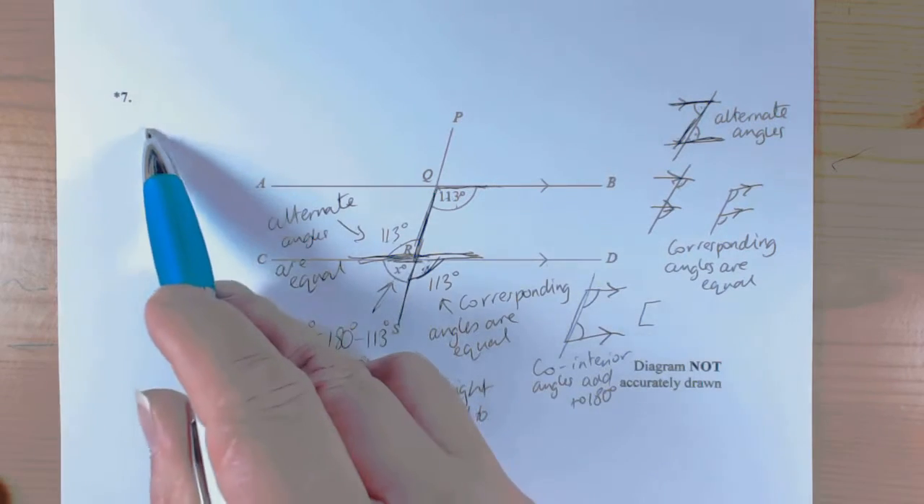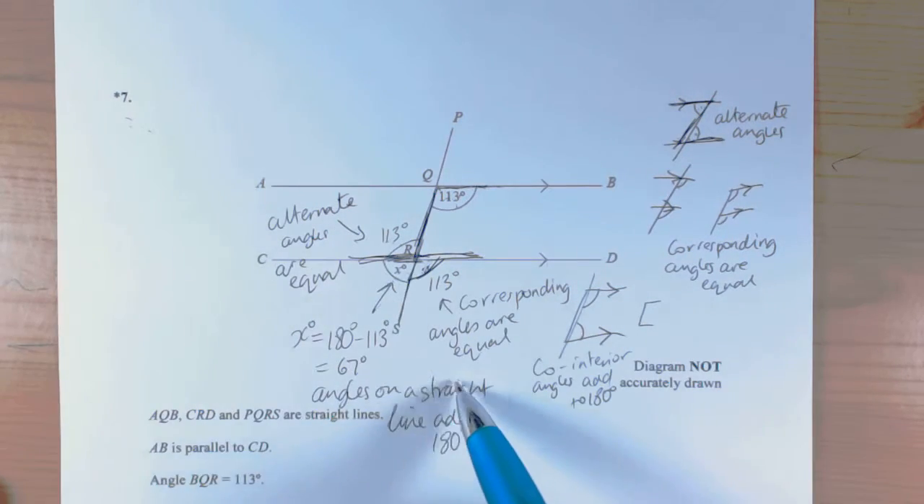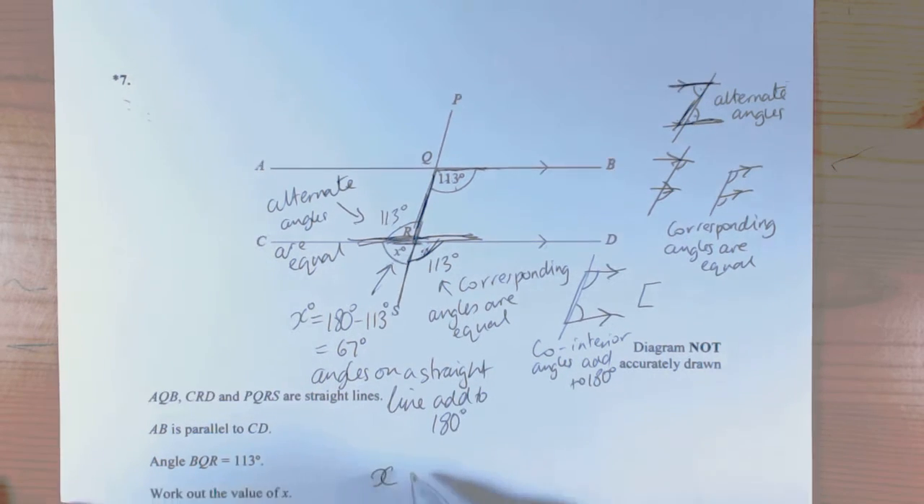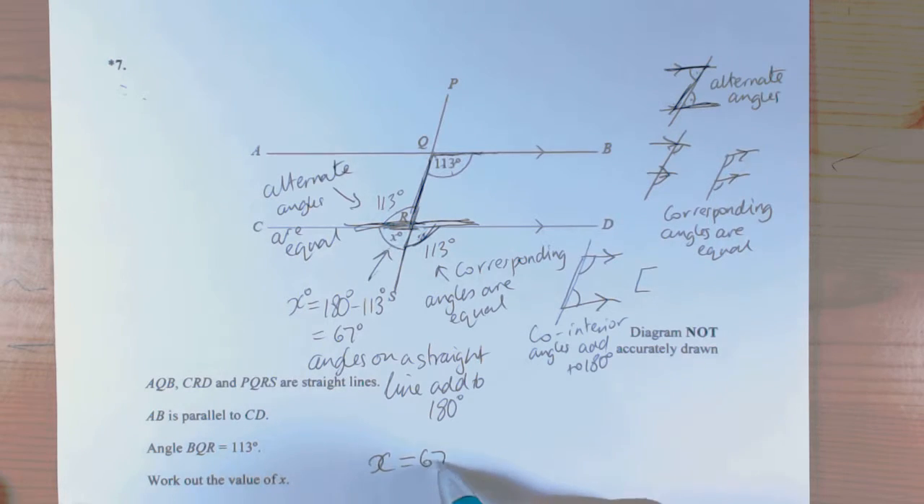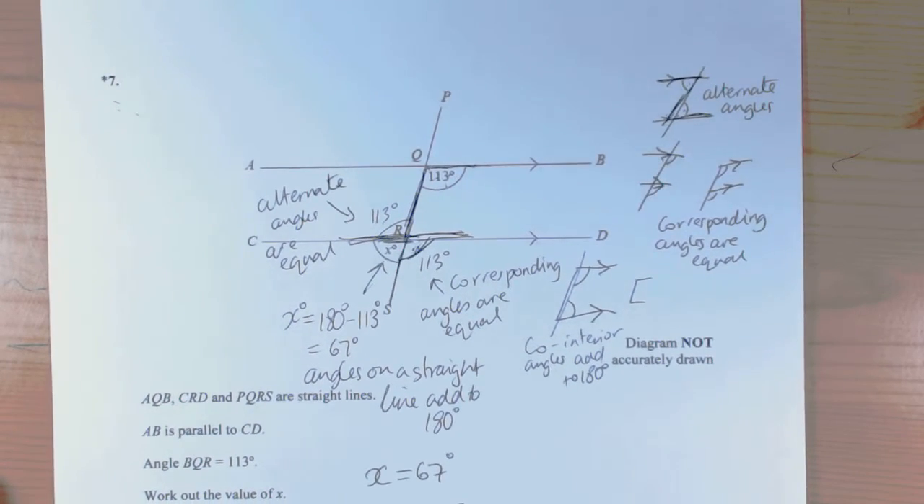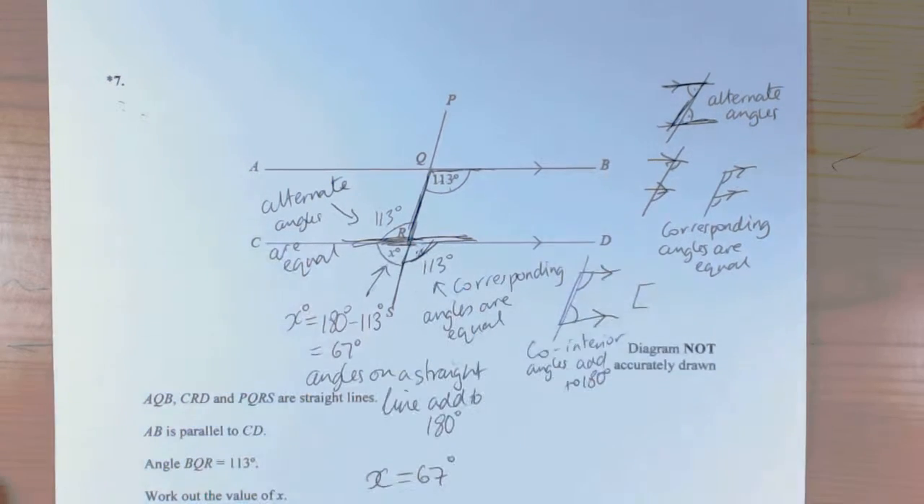But we've got to remember that when we've got starred questions, it's asking us to explain how we're getting our answers. So our final answer then would be that X equals 67 degrees. So that's a run through of angles in parallel lines, and an example of a typical exam question using these theories, these rules.